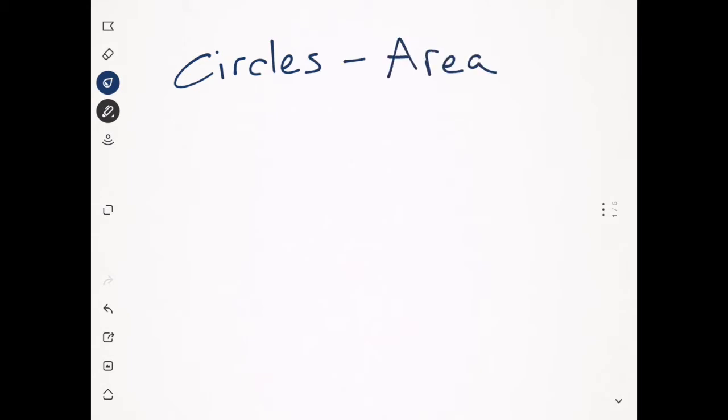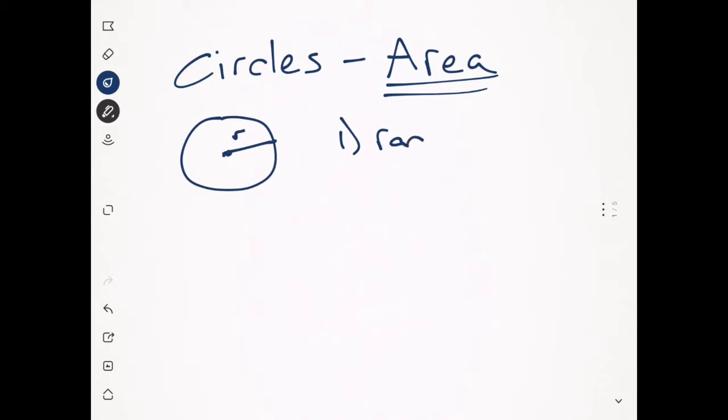Today we are going to continue talking about circles, and specifically we're looking at area. If you recall from last week, we have our circle. We have the distance from the center to the edge that we call the radius. To find the area, first thing we ask ourselves is, what is the radius?